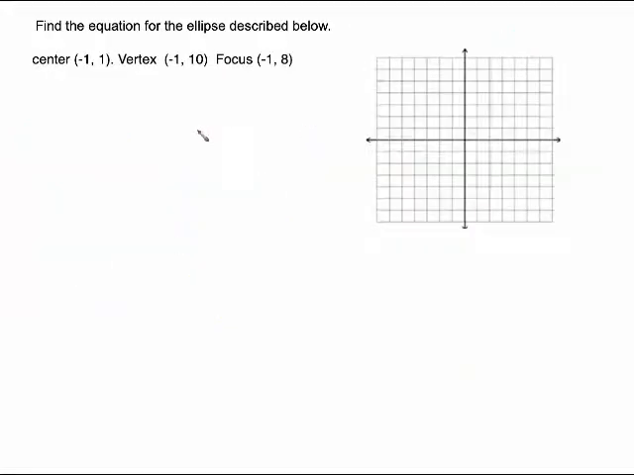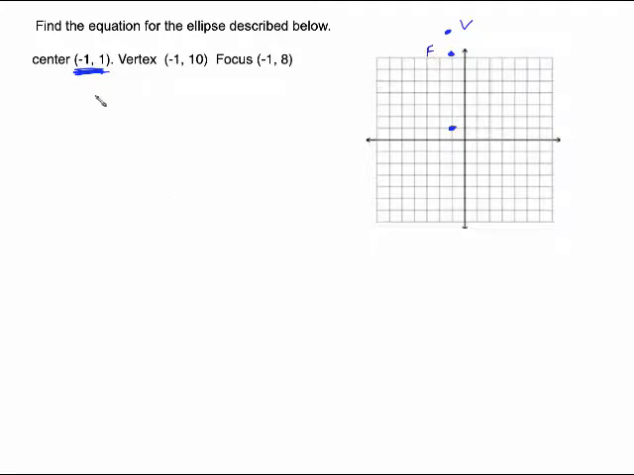So now we have: find the equation for the ellipse where the center is negative 1, 1. We've had so many that were center 0, 0. The center is negative 1, 1. We have one of the vertices at negative 1, 10. That's going off the graph again. That is a vertex. And we have a focus at negative 1, 8, which will be about right here.